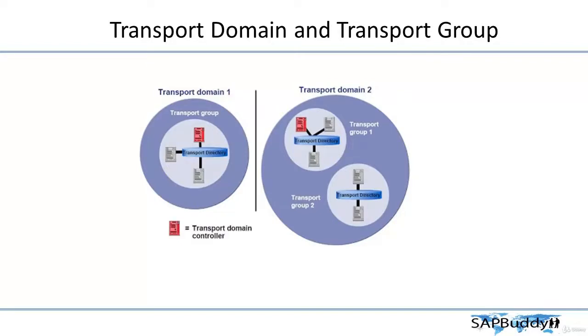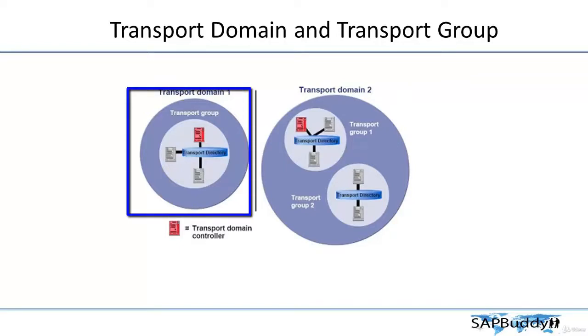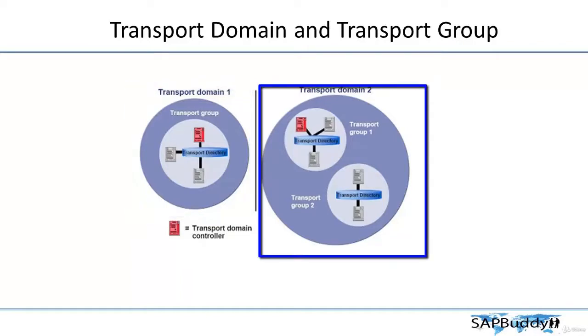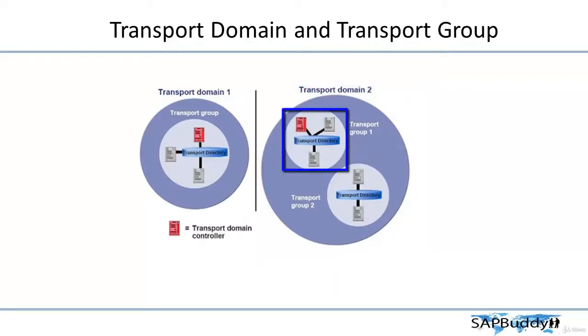As you can see in this picture, a transport domain can have more than one transport group. Okay, you can have one transport group in the entire domain. Here, if you see in domain 2, you have more than one transport group. That means group 1 shares one common transport directory, and group 2 shares another transport directory. That is the main difference between domain and group.